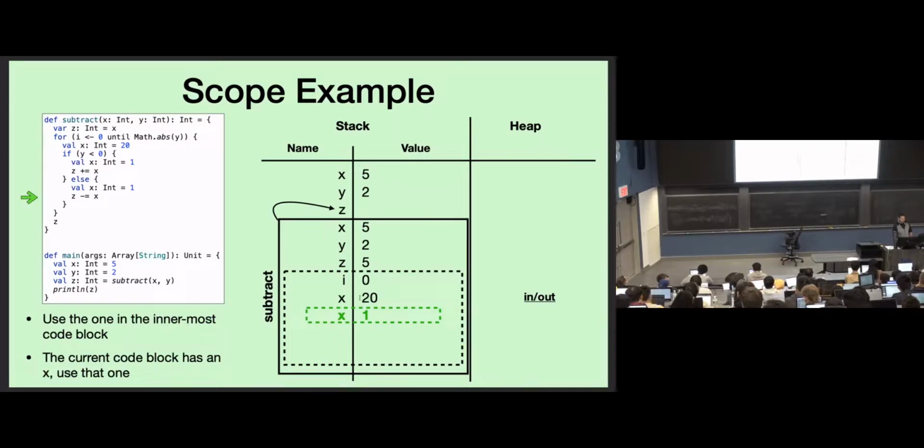The X of 20 is out of scope. The X of 5 is out of scope. This X of 5 is not even in the same code block, so that one never had a chance, but it's out of scope as well. So we get X equals 1.